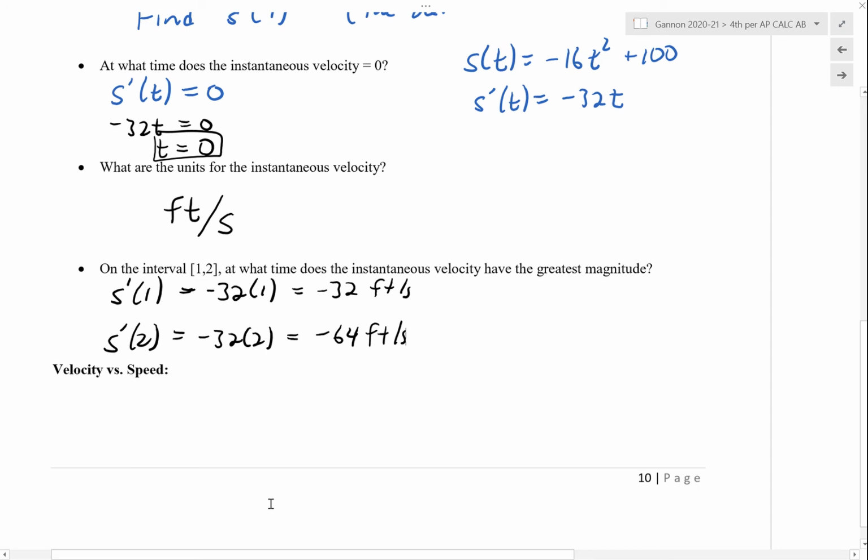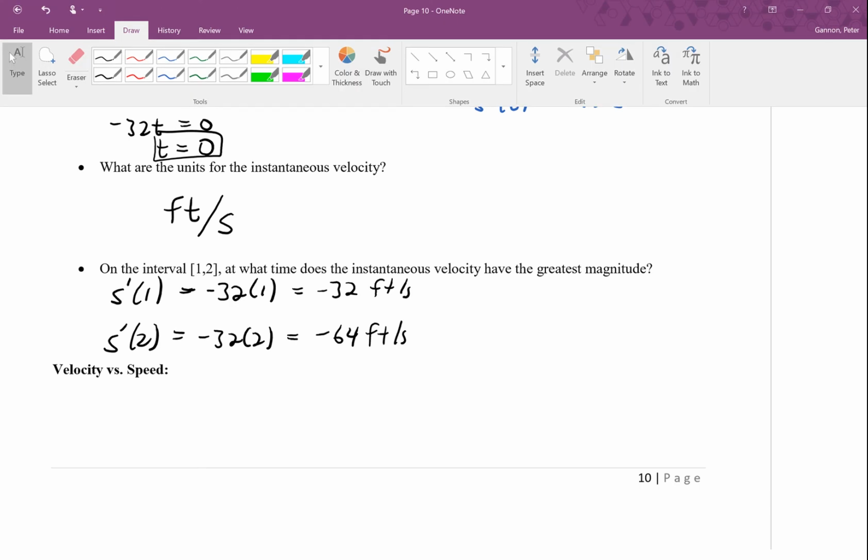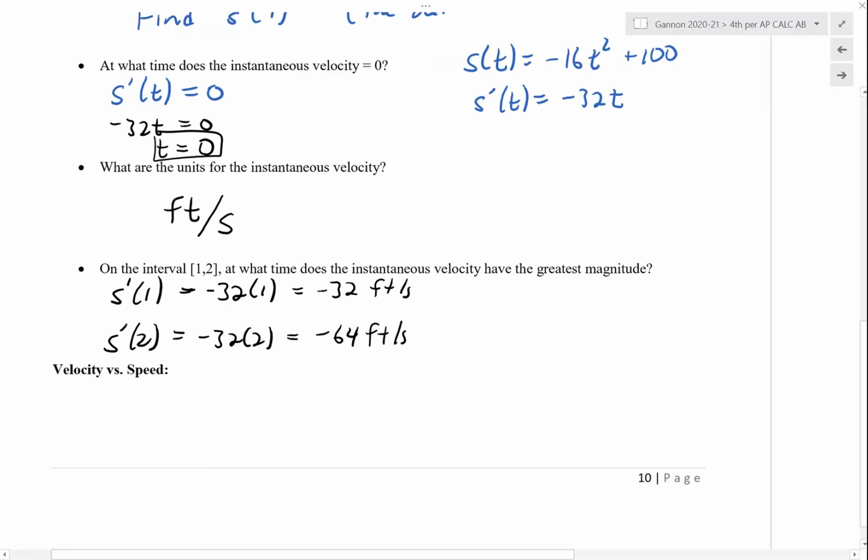Now, negative 32 is a bigger number than negative 64. But when we refer to the magnitude, we don't care about the sign. So magnitude is which is the larger value. In this case, 64 is larger than 32. So the greatest magnitude happens at t equals 2.